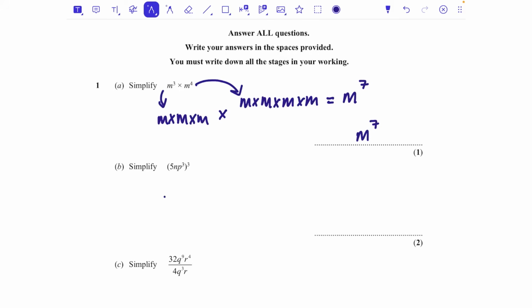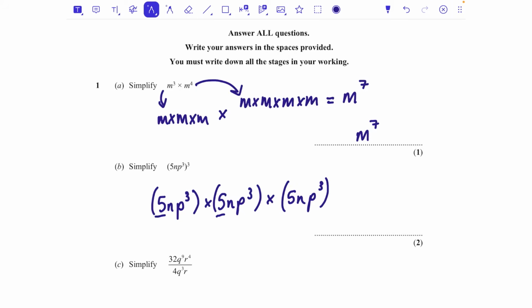With the next one, I've got 5np cubed, and I'm cubing that number. So I'm timesing it by itself, and then timesing it by itself again. And that means that you can just do 5 times 5 times 5, or the 5 cubed, which is 125, n times n times n, which is n cubed, and then p cubed times p cubed times p cubed. And we know that when we're timesing, just as we did in part A, we're adding those powers. So that's p to the power of 9.